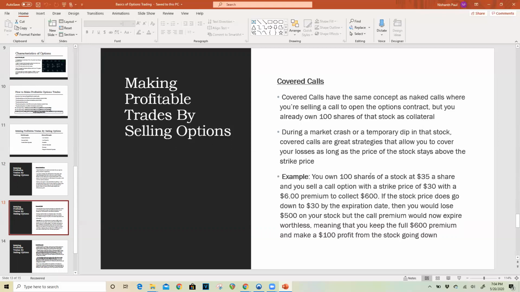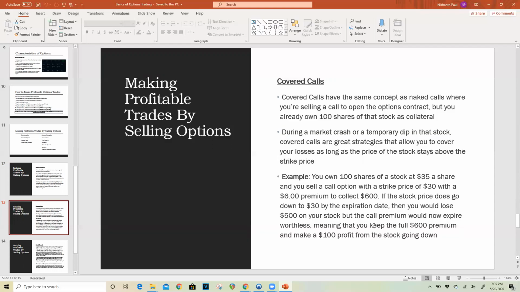As an example, say you own 100 shares of a stock at $35 a share, and you sell a call option with a strike price of $30, and you collect a $6 premium from it, which is $600. Now, if the stock price does go down to $30, the value of the shares that you own, which is $3,500, would drop by $500. But at $30, this call option that you sold would expire worthless because it's below the break-even price of $36. And so you get to keep the full $600 premium. Even though you lost $500 on the shares, since you got a credit of $600, you actually made a profit of $100 while the price of the stock went down.